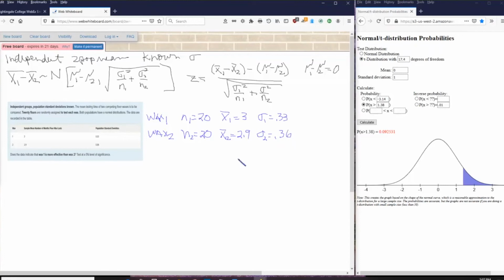And this says, does the data indicate that wax 1 is more effective than wax 2 at the 5% level of significance? So that means we're going to have a level of significance of 0.05, which means we have a confidence level of 0.95.